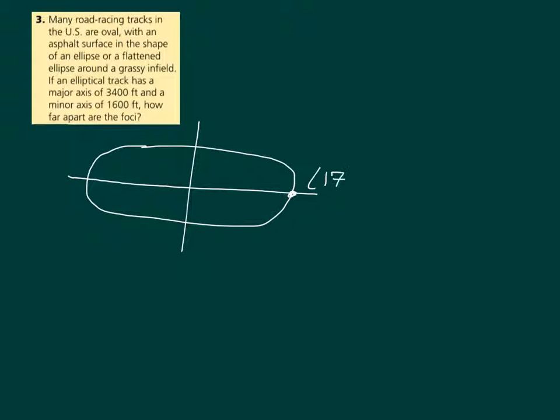So this point is (1,700, 0). What is the length of my minor axis? 1,600. And so this point is (0, 800). So it's asking, how far apart are the foci? Let's just pretend the foci are here and here. So it's asking for this distance between the two of them. To figure that out, we need to know what C is. To figure out what C is, we have to know what A and B are. But we just figured that out. A is 1,700 and B is 800.